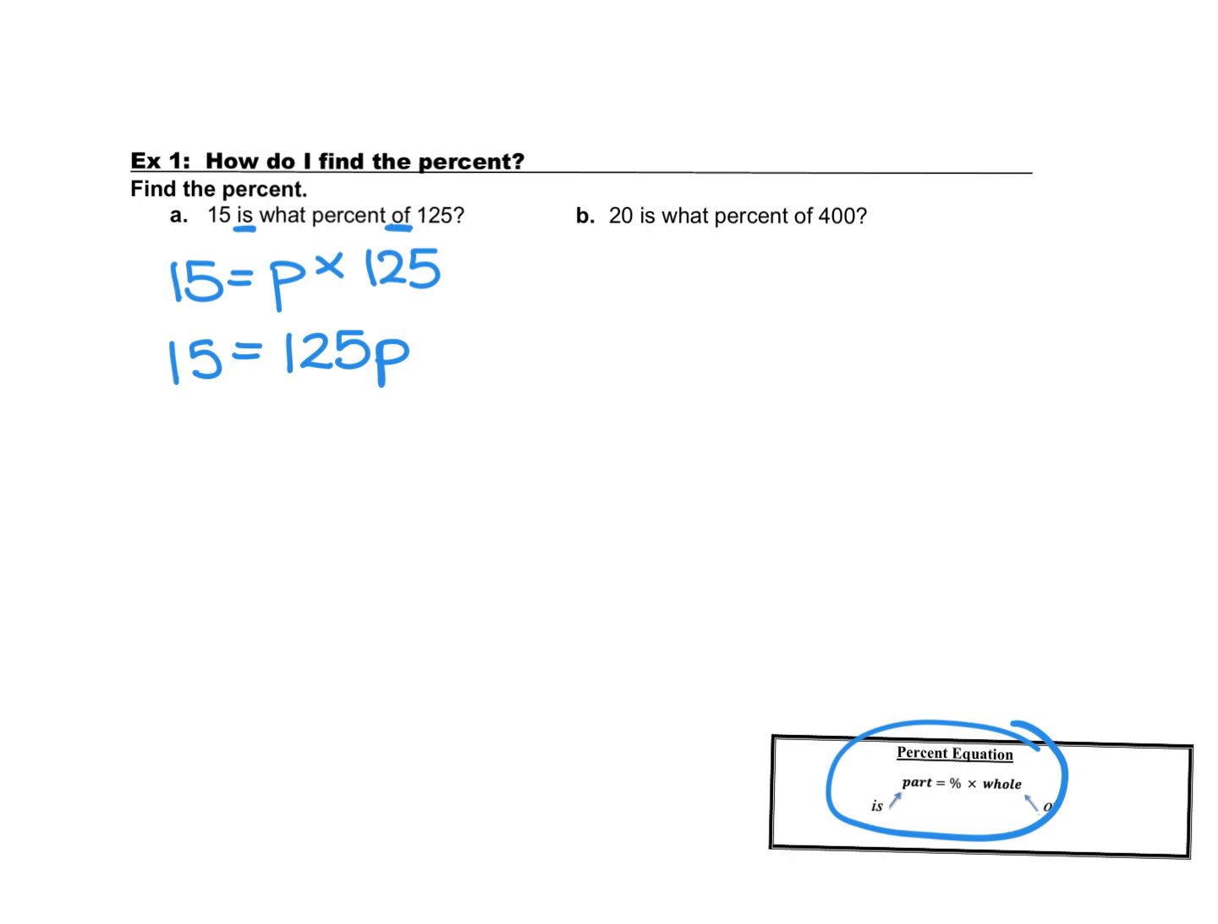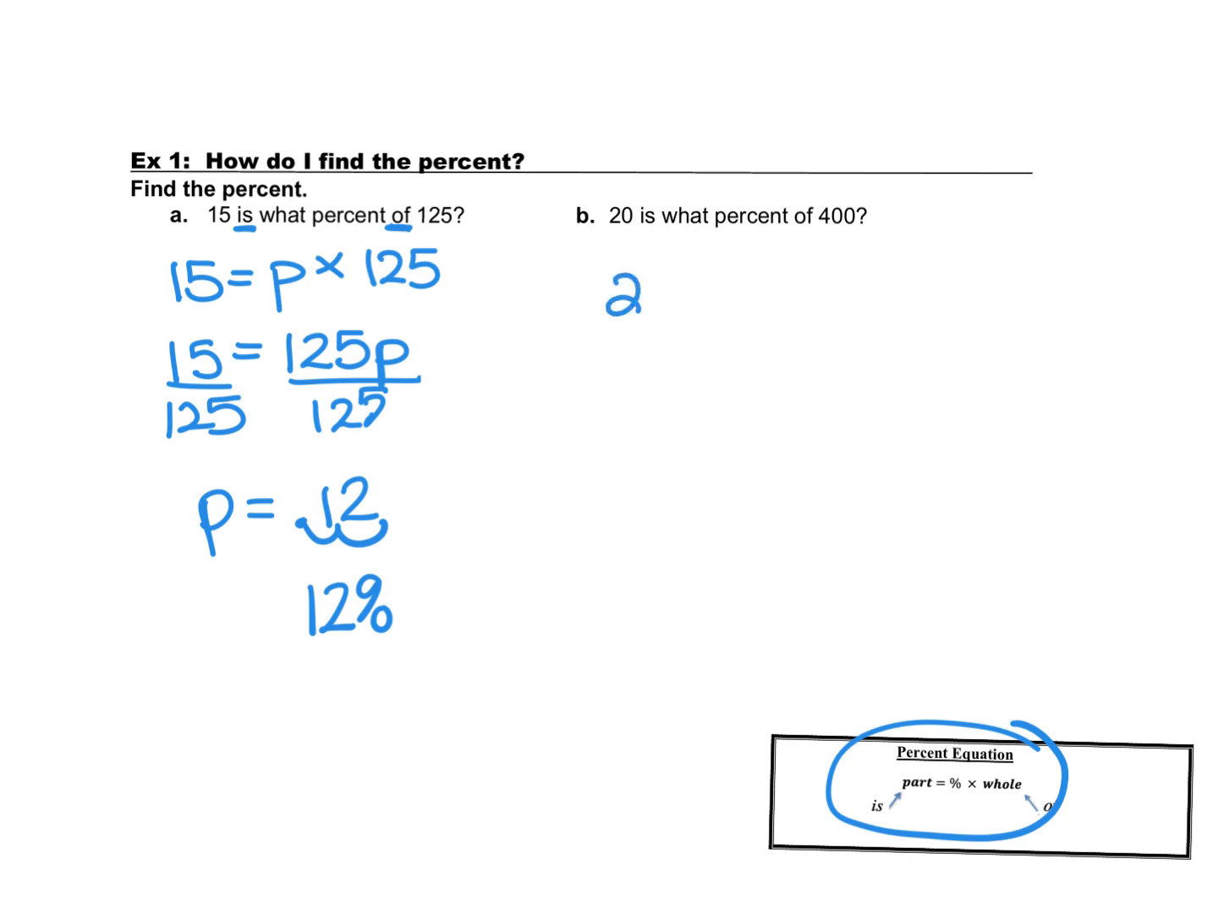125p. It's another way of writing 125 times p. So the 125 is multiplying the p, so we're going to solve it by dividing by 125. And when we do that, we get p is equal to 0.12. Now, if we're looking for the percentage, we need to take our decimal and turn it into a percent by multiplying it by 100. So our decimal written as a percent would be 12%.